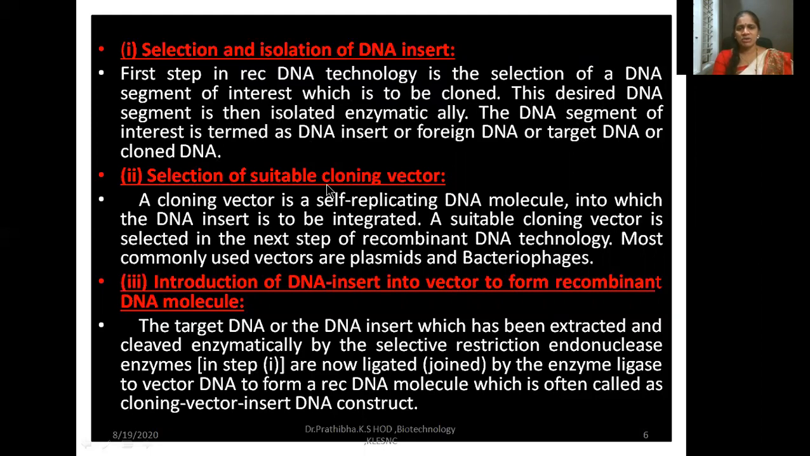Step 2, selection of a suitable cloning vector. A cloning vector is a self-replicating DNA molecule. Why is it self-replicating? Because in the vector we have the ORI site, the origin of replication. That's why we can say this cloning vector is a self-replicating DNA molecule, which is going to give many copies. It is the DNA molecule into which the DNA insert is to be integrated. A suitable cloning vector is selected in the next step of recombinant DNA technology. Most commonly used vectors are plasmids and bacteriophages.